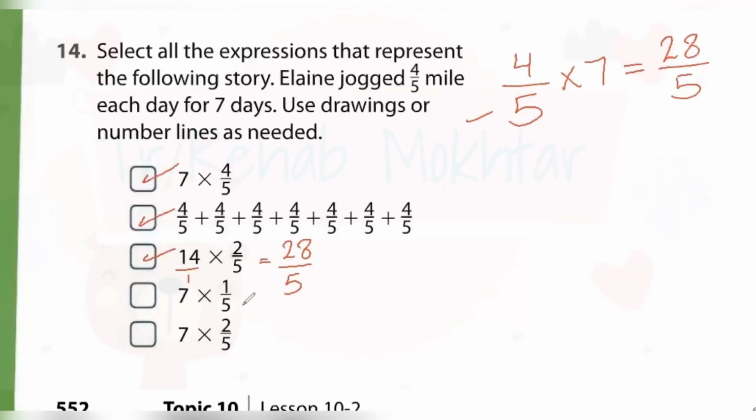7 times 1 out of 5 equals what, teacher? 7 times 1 is 7, and here 5. No, it's not correct. 7 times 2 equals 14 out of 5. So it's not correct.